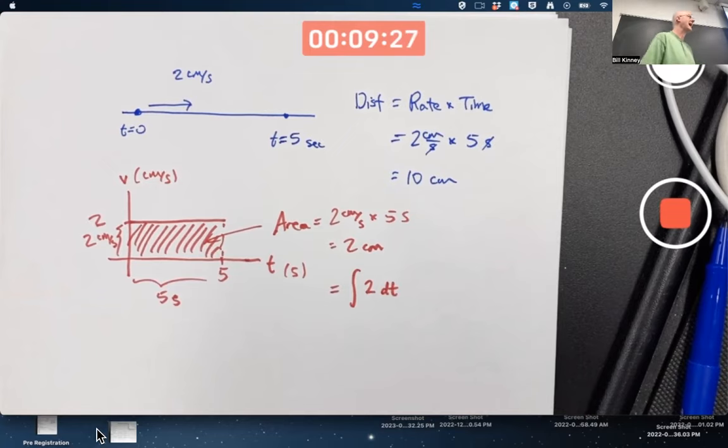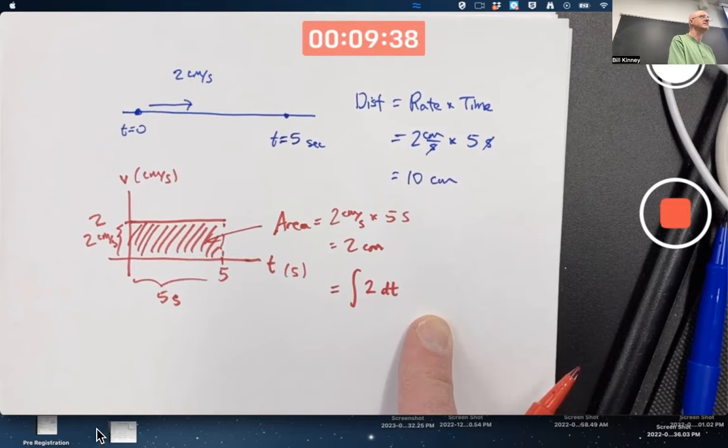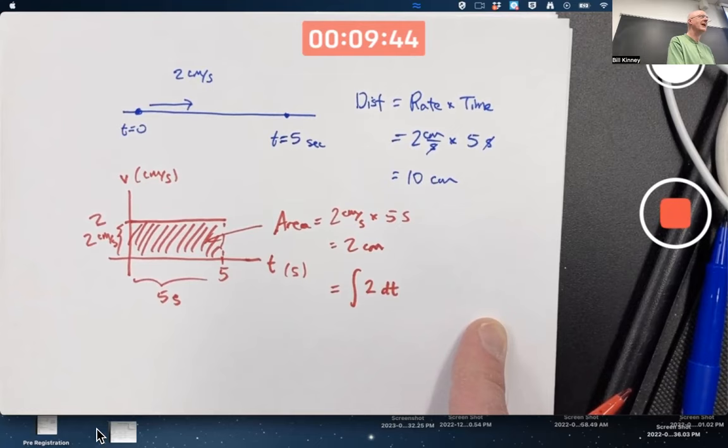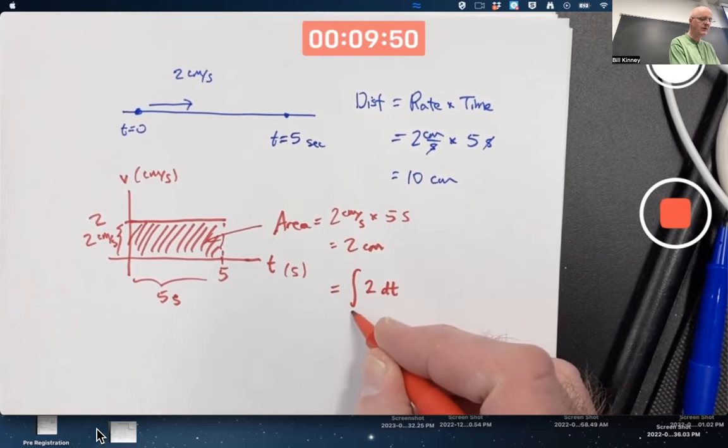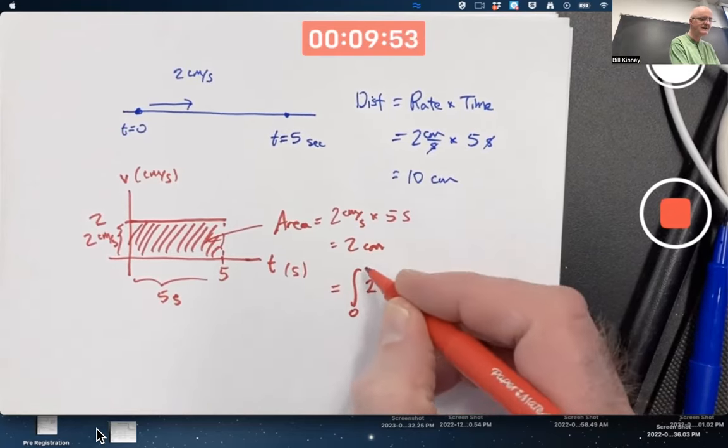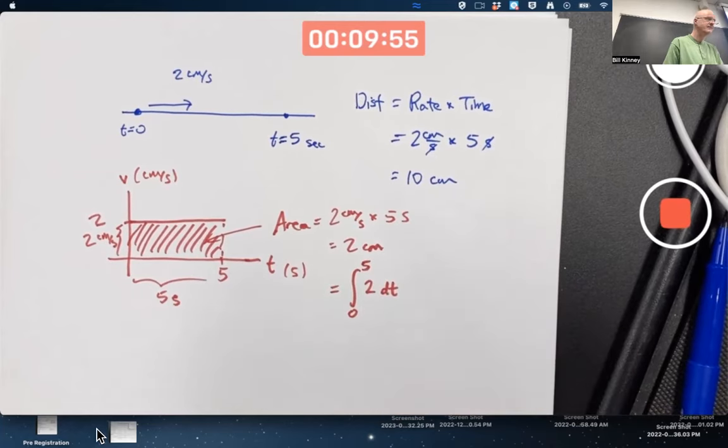But you don't leave it like that. You put limits of integration. If I was just going to write an indefinite integral, you'd say, oh, I guess that's an antiderivative, 2t plus c. But I don't want an antiderivative here. I want the actual distance traveled. So I write this as a definite integral. I put limits of integration, the lowest value of t, 0, and the highest value of t, 5.